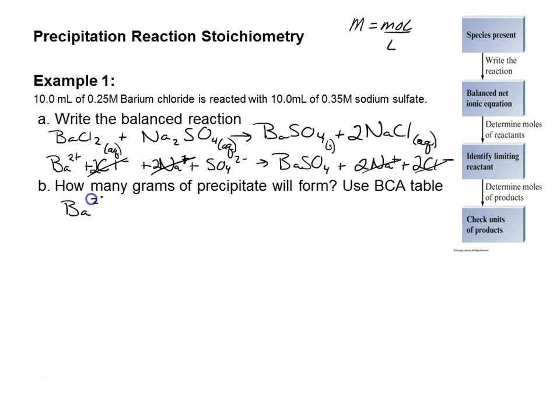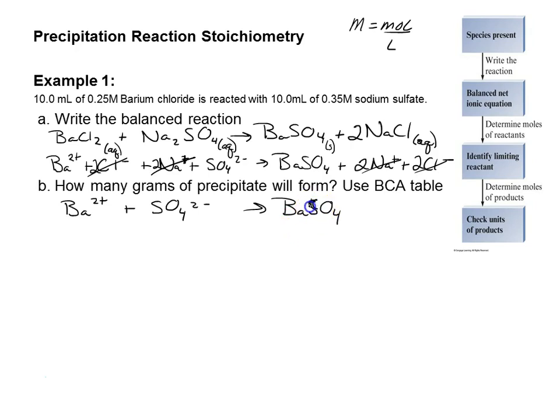So down here, I'm going to rewrite my equation, because I'm going to use this to solve the next part of the problem. So I've got barium sulfate. How many grams of precipitate will form? Use a BCA table.